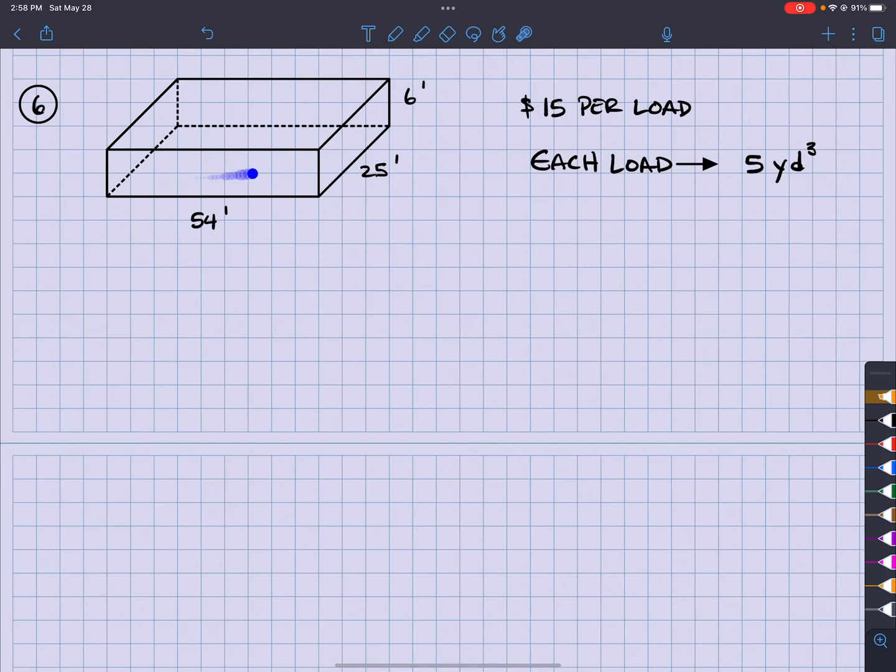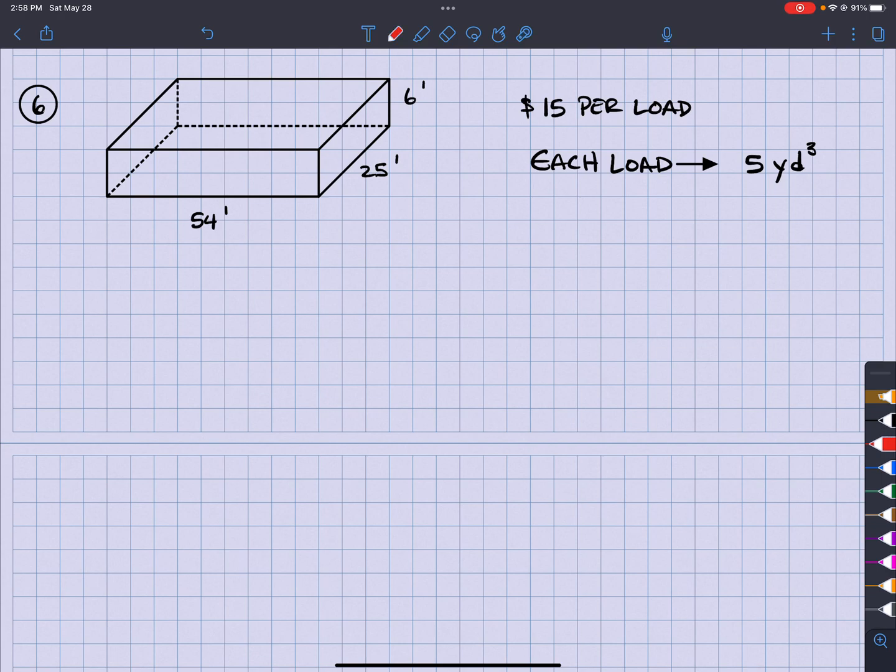So over here we're building a foundation, and actually we're digging a foundation, I'm sorry. And what we are trying to dig is this shape right here. And the removal for all of this is going to be $15 per load, but each load can carry 5 cubic yards.